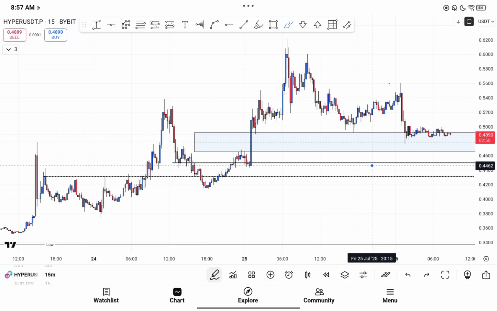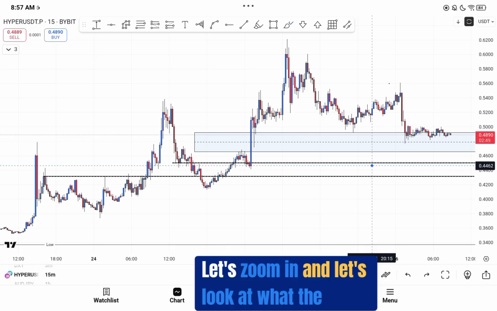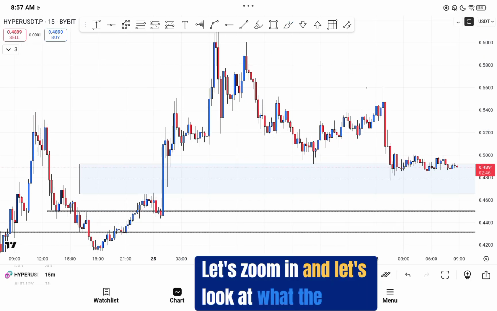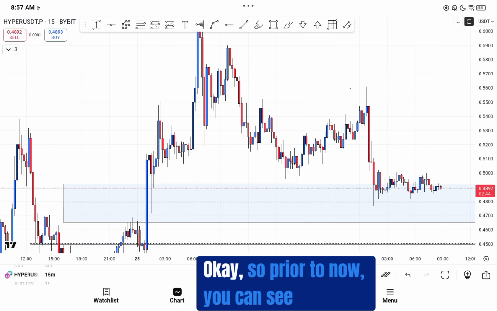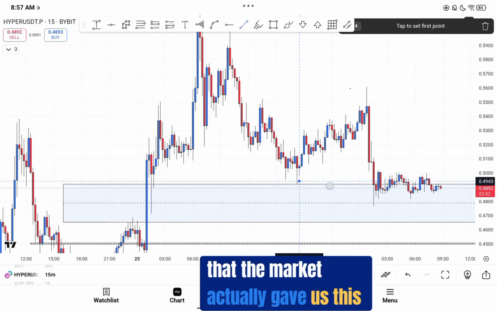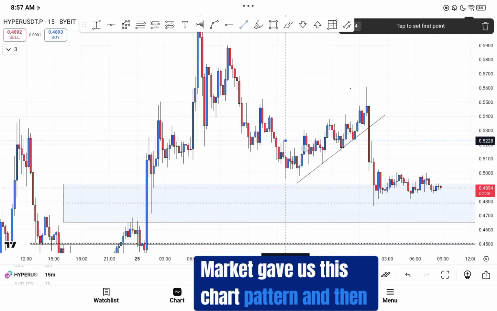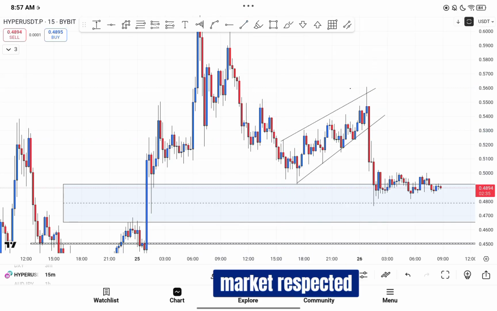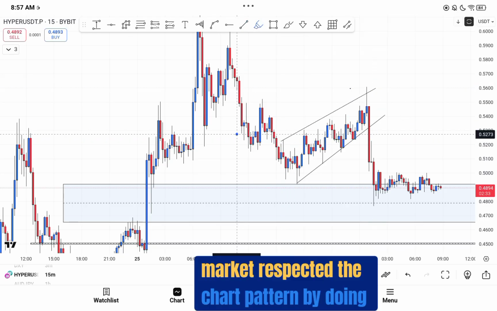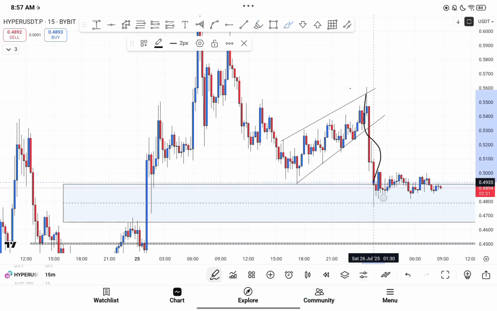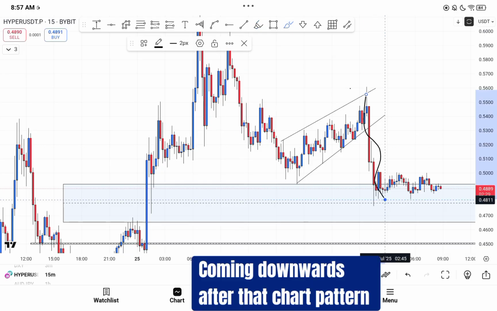Okay, so let's zoom in and look at what the market is doing currently. Prior to now, you can see that the market gave us this chart pattern, right? The market gave us this chart pattern, and then the market respected that chart pattern right there. The market respected the chart pattern by doing what? Coming downwards after that chart pattern formation.